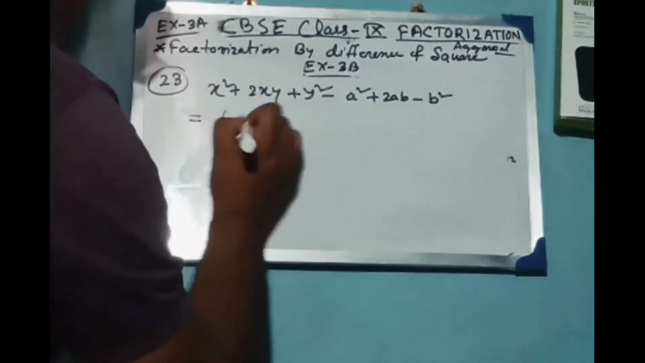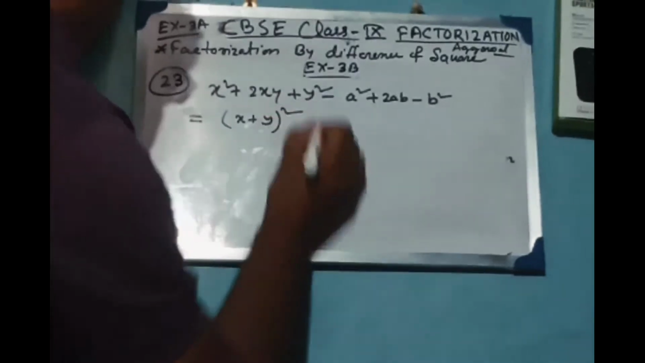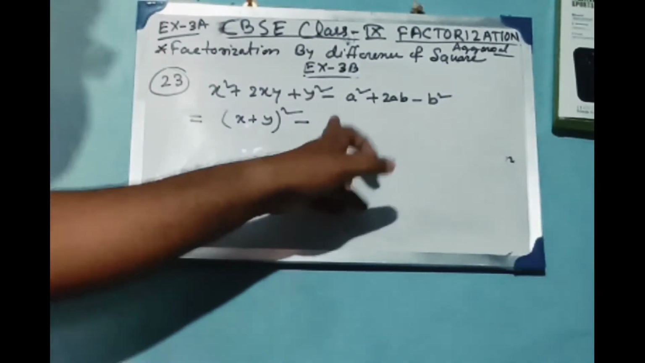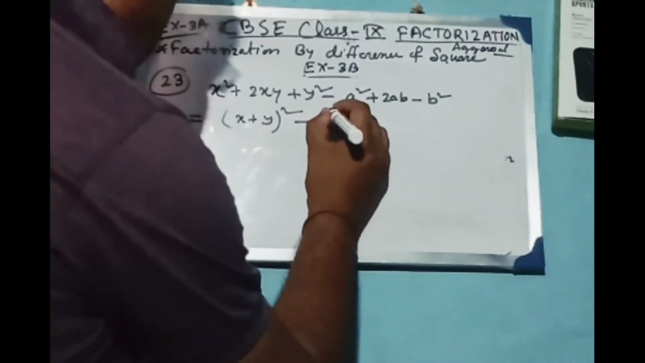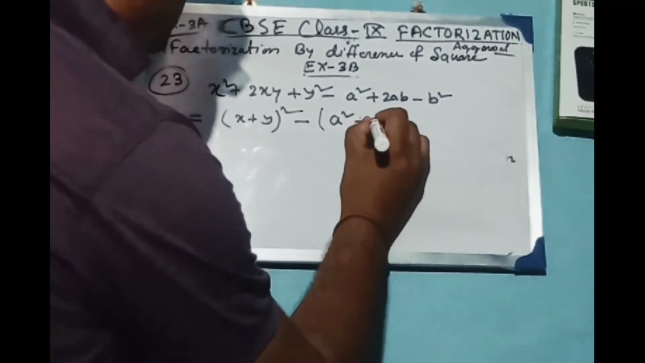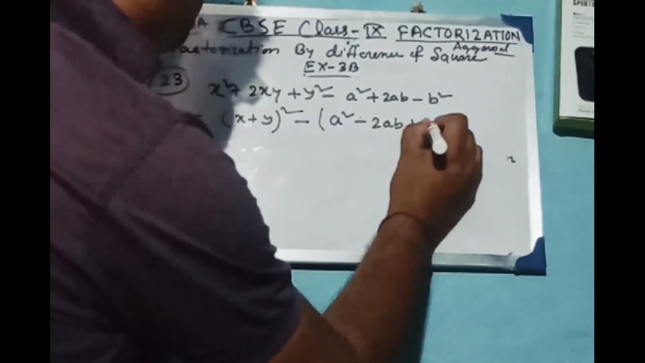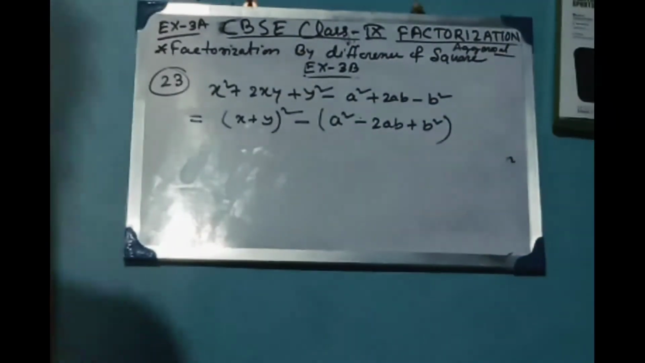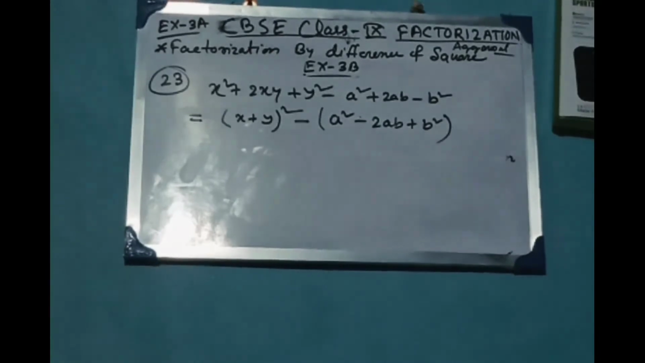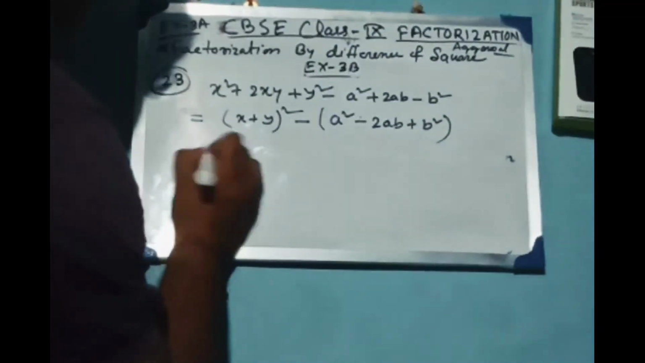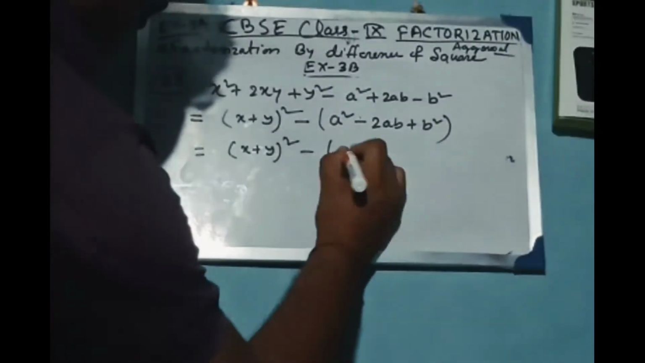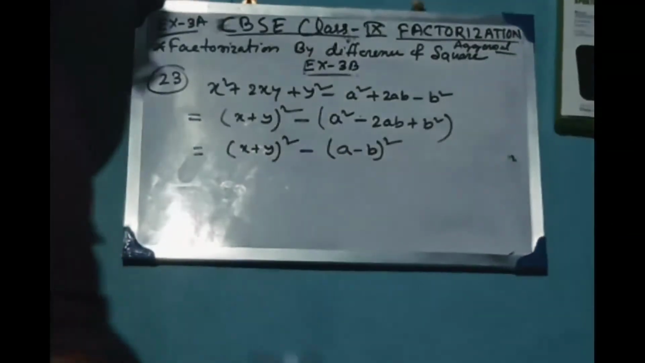So this can be written as x plus y whole square minus, taking minus common over here, one step I am writing, a square minus twice ab plus b square. Hope you are able to understand it. So now this can be written as x plus y whole square minus a minus b whole square.